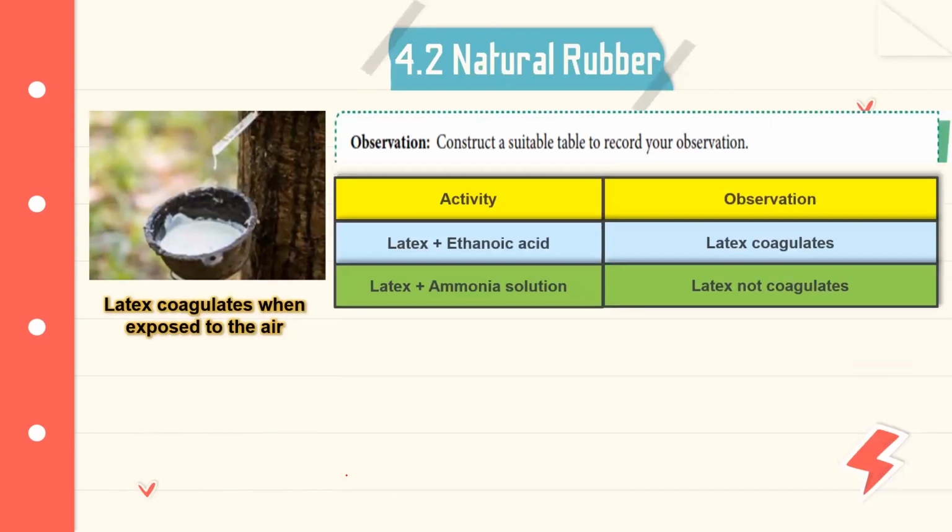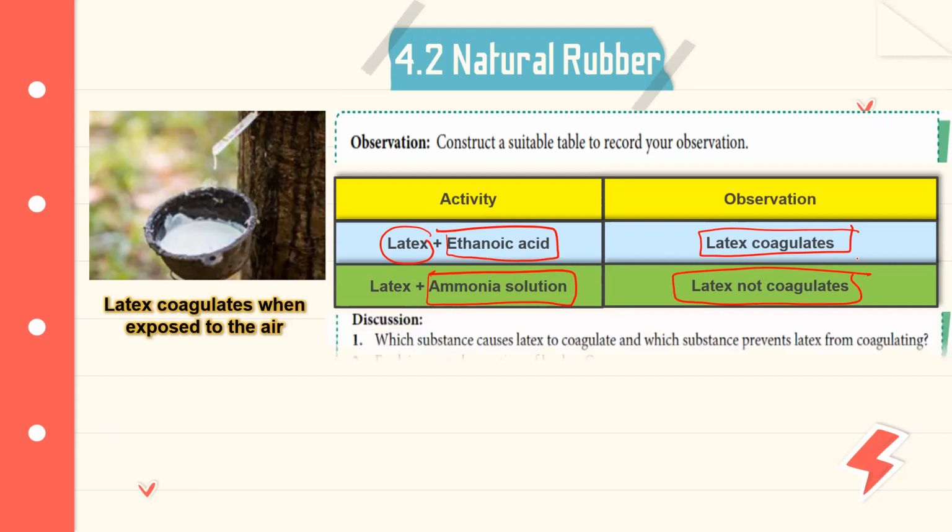Watch. When teacher takes latex and puts it with acid, coagulation happens. That means the rubber particles, or rubber polymers, will combine and become a solid. But when teacher puts in an ammonia solution, nothing happens at all. It does not coagulate at all. What is the theory behind it? There's a theory behind it.